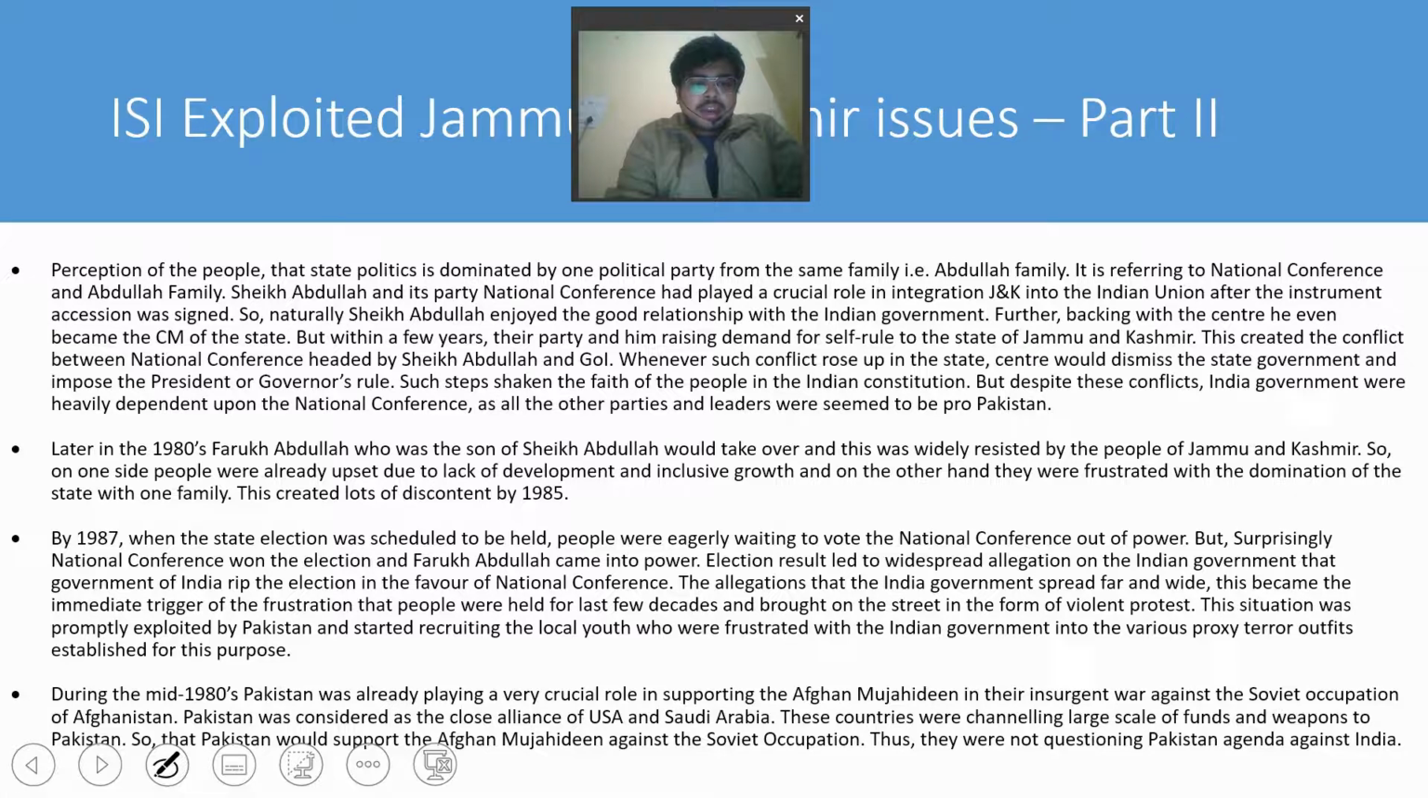So by 1987, when the state election was scheduled to be held, people were eagerly waiting for the National Conference party to be out of power. But surprisingly, the National Conference won the election, and Farooq Abdullah came into power.